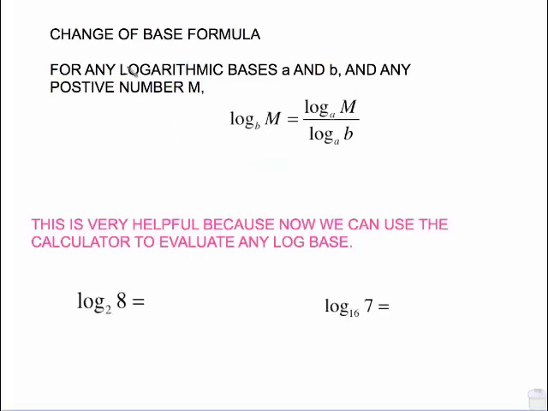Part of this video is about what's called the change of base formula. It turns out to be a very powerful formula, and it's very simple to use, and it's very simple to memorize. It says, for any logarithmic bases a and b, and any positive number m, log base b of m equals log base a of m over log base a of b. M goes to the top, and the base goes to the bottom. The base goes to the basement.